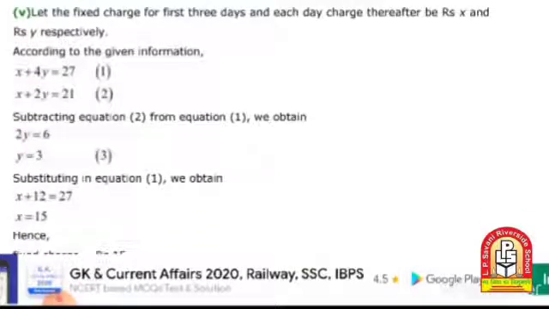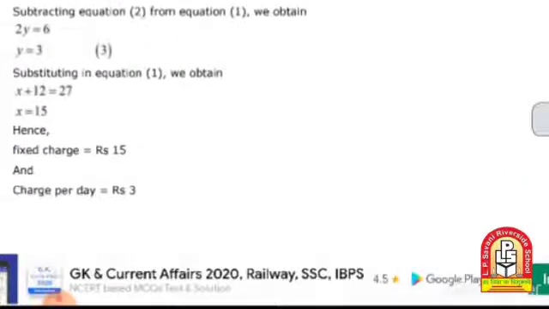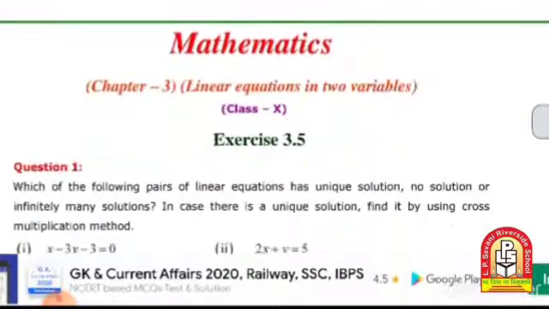Then after that, let the fixed charge for the first 3 days and each day charge thereafter be rupees x and y respectively. So x plus 4y is equal to 27 and x plus 2y is equal to 21. So this kind of fixed charge and variable charge example we can also solve by using this method. Let's learn about that in the next lecture.